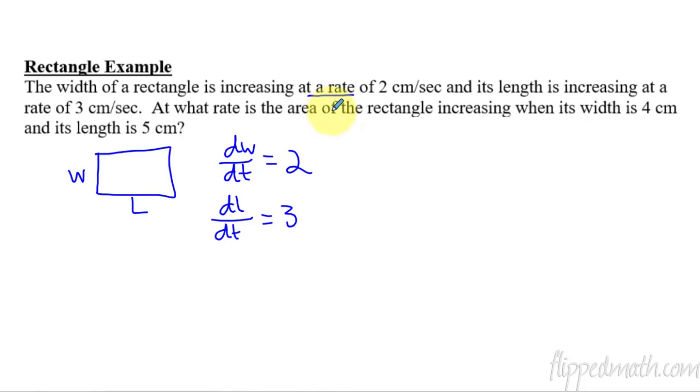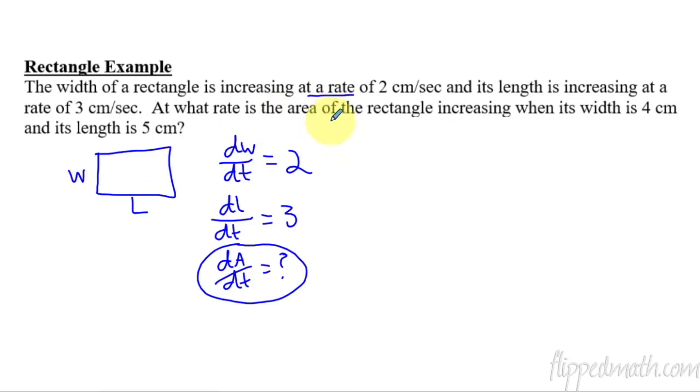At what rate is the area of the rectangle increasing? So here's the question. We want to know what's the rate of the area. So I'm going to write down dA dt and say that's my question mark. And then I'm going to put a circle around it. Now, the reason I'm telling you to do this is because you want to keep track of the things that you know and the things you don't know. And this is the big question. Once we know dA dt, we have solved the problem.